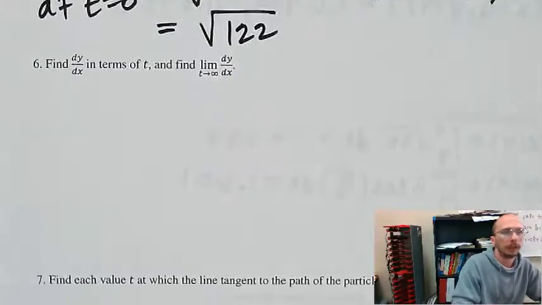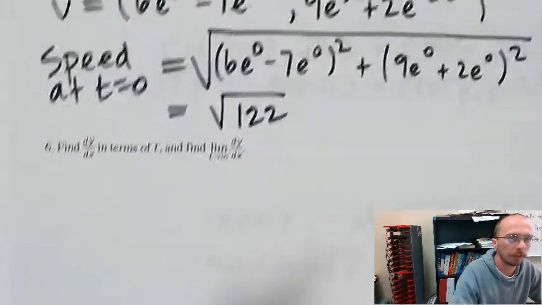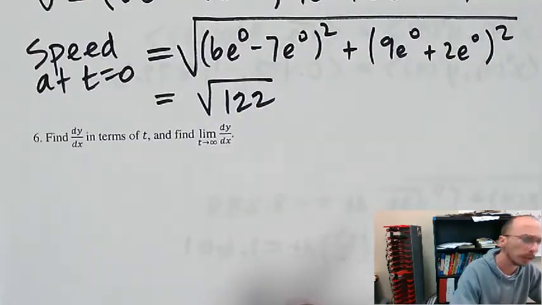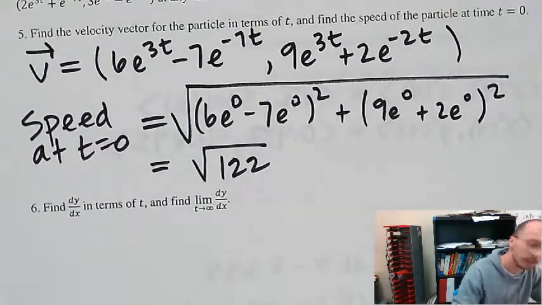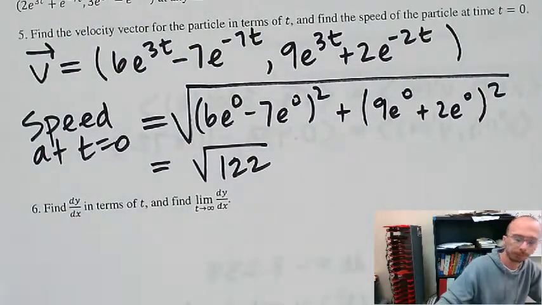Okay. Find dy dx in terms of t and find the limit as t approaches infinity of dy dx. Oh, that's slick. I like this problem. I don't remember working that one in the past, but I know I have. I don't have the key pulled up to the side this time, so I won't know if I'm making a mistake.